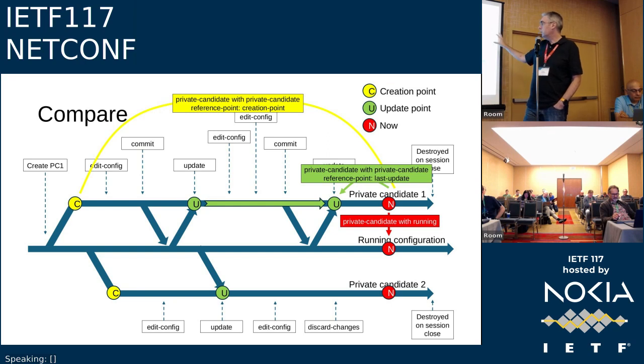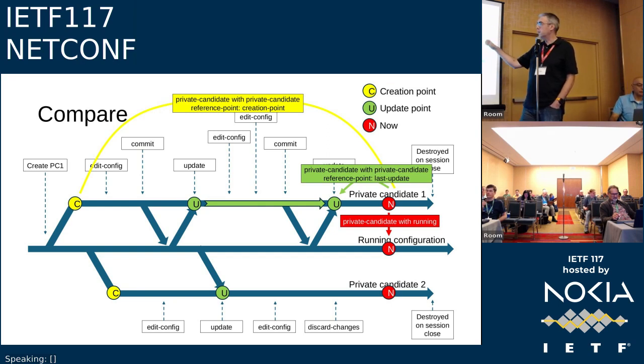Compare would work in that you compare your private candidate datastore with one of the other datastores. So by default, it would be compare my private candidate with the running, for example. So that's red to red down here. It's also beneficial, particularly given that there are two methods, the automatic rebase and the manual rebase, to be able to compare your own private candidate now with where it was at the last update point. So we added a reference point extension to the compare operation as well. So the draft proposes changing that. And likewise, also from where you are within your private candidate to the creation point of your private candidate.